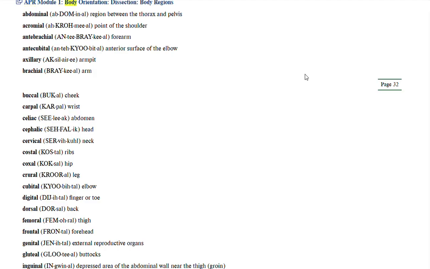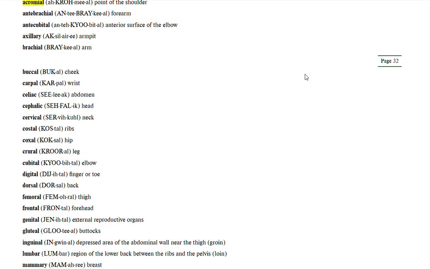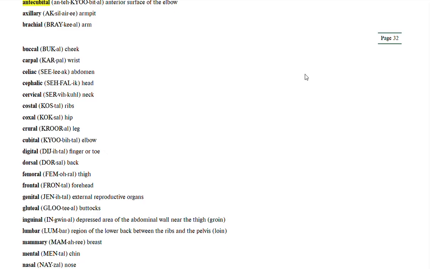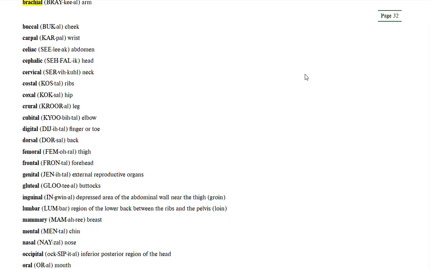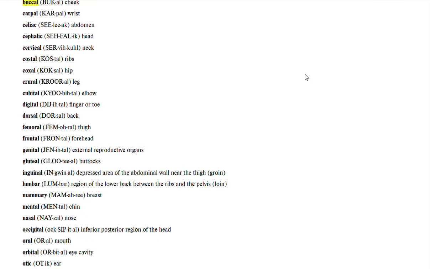APR Module 1, Body Orientation, Dissection, Body Regions. Abdominal, region between the thorax and pelvis. Acromial, point of the shoulder. Antebrachial, forearm. Antecubital, anterior surface of the elbow. Axillary, armpit. Brachial, arm. Page 32. Buccal, cheek.